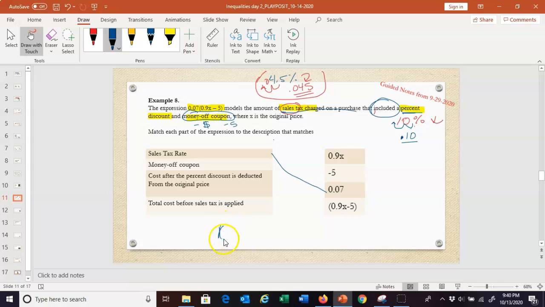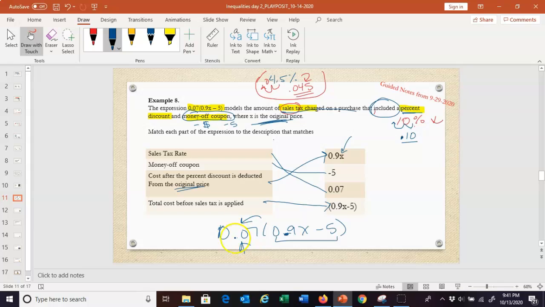Let me write the big equation down here. It's this one, because you're multiplying that tax rate by everything, the entire value of the shirt. All right, the money off coupon is the -5. That's just taking off that monetary value straight off the top of the price. And then the cost after the percent discount is deducted from the original price. That is this one. So our percent discount, X is the original price. They tell us that. So that was the big tip off there. You're multiplying that percent discount times the original price. So lastly, this is the total cost before tax is applied. Remember, here's that piece right there. That's how much it's going to cost before we multiply it by that 0.07.